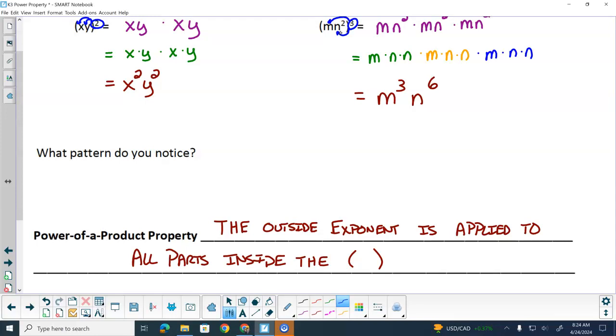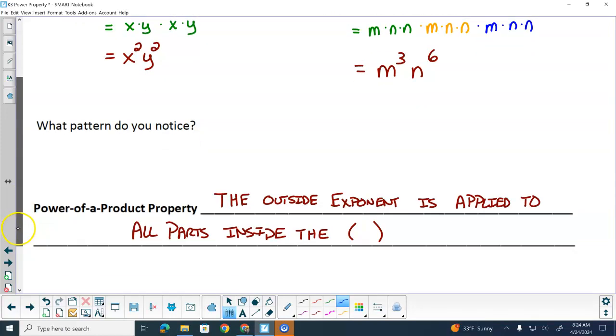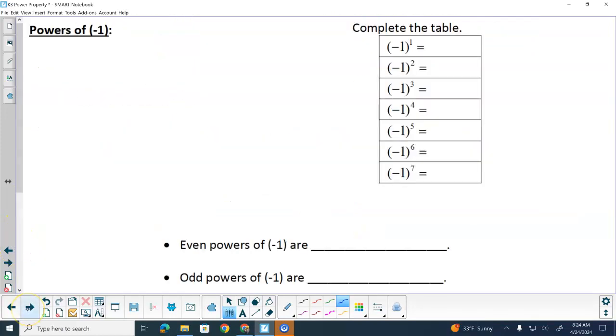Okay? If you forget these properties, what can you always do? We could look at our notes, but what did we do up here to find them? We wrote it out, right? Okay? So you can always write it out. Okay? Let's put it into work. We planned our work.